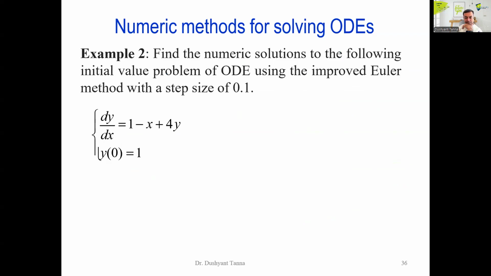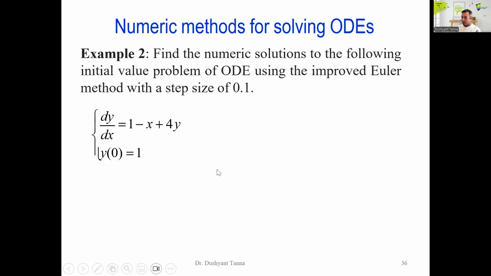We go for one more example, the last one for the day, hopefully. Find the numerical solution to the following IVP, initial value problem, of the ODE using improved Euler method with a step size of 0.1. So dy by dx = 1 minus x plus 4y, y of 0 is 1. Okay, I'm not completing everything, but giving you hints for everything, something for you to take home as a question.